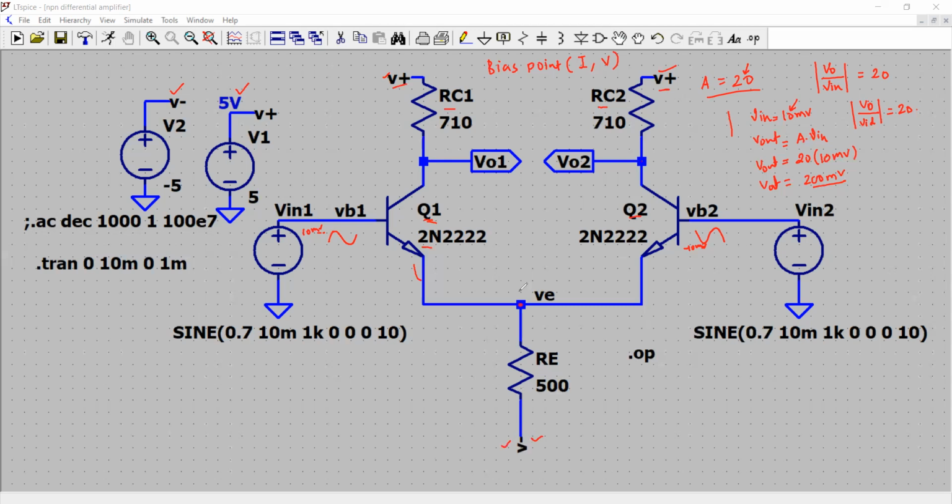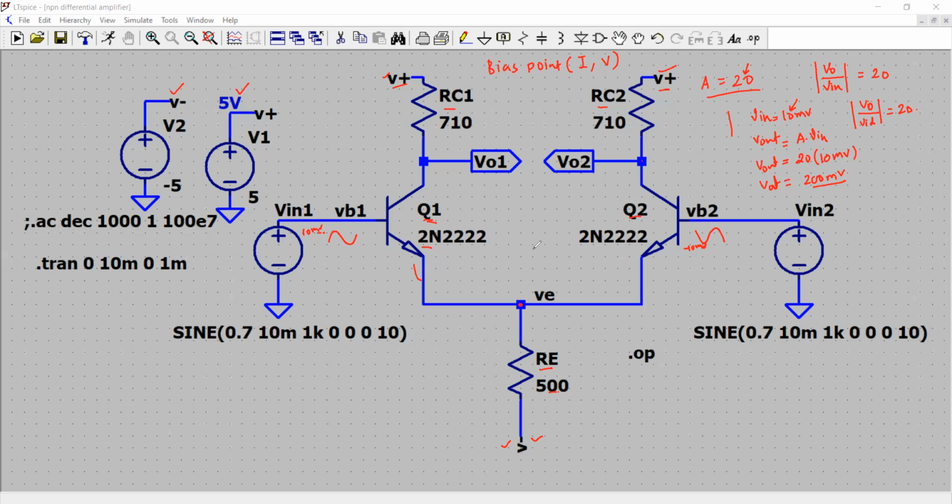And between the common point and the negative 5 volts, I am connecting the resistor RE for this circuit. Now the values that you see for the resistors are temporary, because we are going to change them and use values based on our calculations. So let us do that one by one.